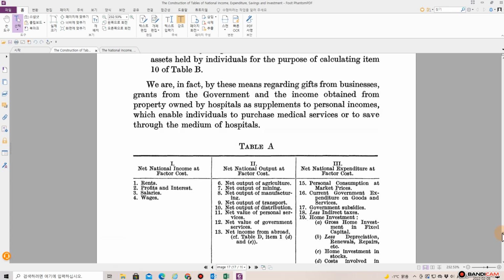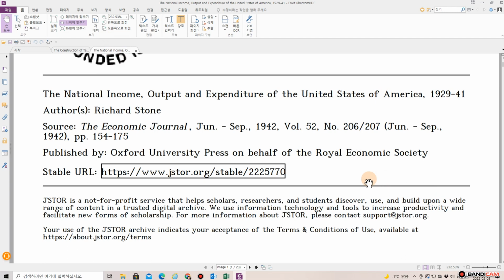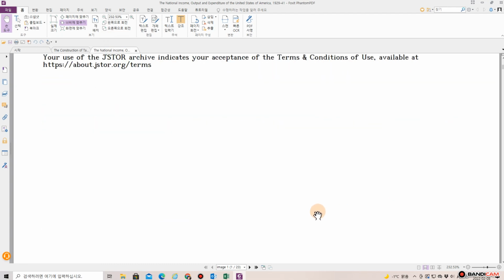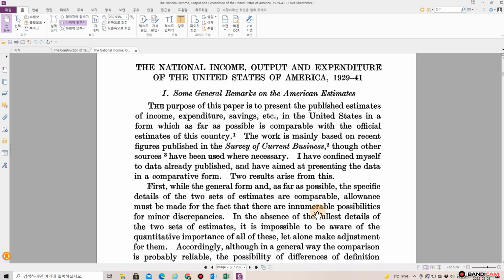Now I move down to the next paper, titled The National Income, Output, and Expenditure of the United States of America, 1929 to 41. The Economic Journal. Chapter 1. Some general remarks on the American estimates.